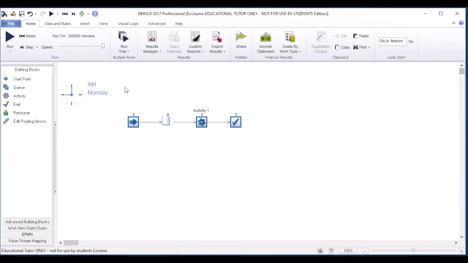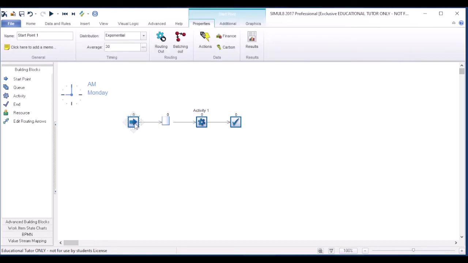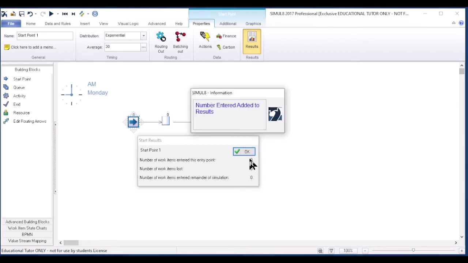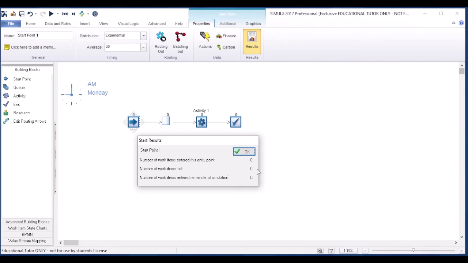And before running the simulation, there's one more thing I want to add. Remember in M/M/C/N queue, because of the finite queue capacity, some of the customers arriving at the queue may be rejected since the queue is full. And to be able to calculate that, I have to go to the arrival block, which is my start point, click on results, and add something into the results. You see number of work items entered, edit, number of work items lost, also edit, and the number of work items remainder of the simulation.